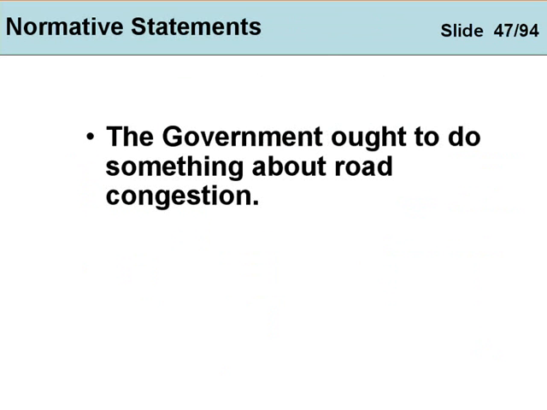The government ought to do something about road congestion. Usually normative statements include words like ought or should. So let's say you say the government ought to do something about road congestion. I could disagree. I could say no, it shouldn't. It's up to the motorist. If the motorist wants to go and sit in a queue on the motorway in a traffic jam, that's the motorist's business. It's not my business. I shouldn't have to do anything about it. I shouldn't have to pay a tax to improve the roads.